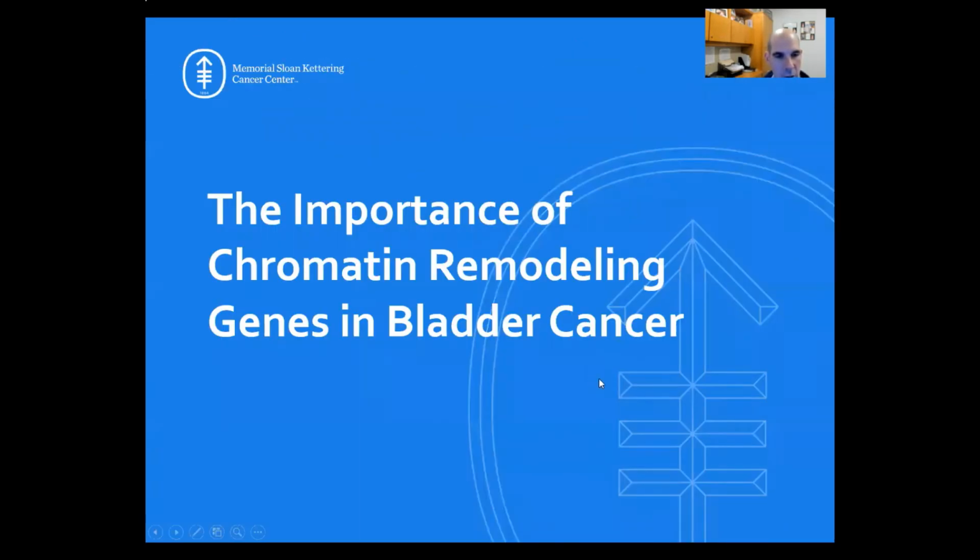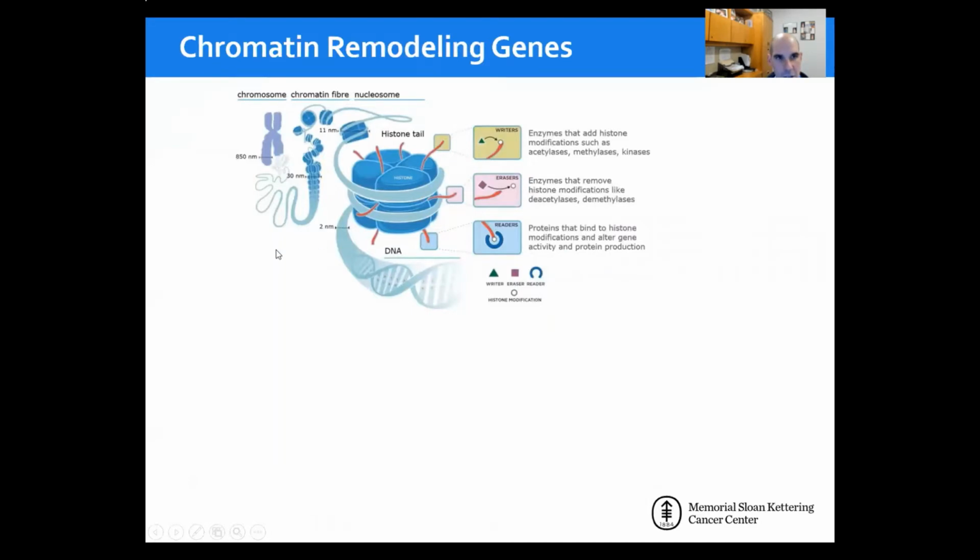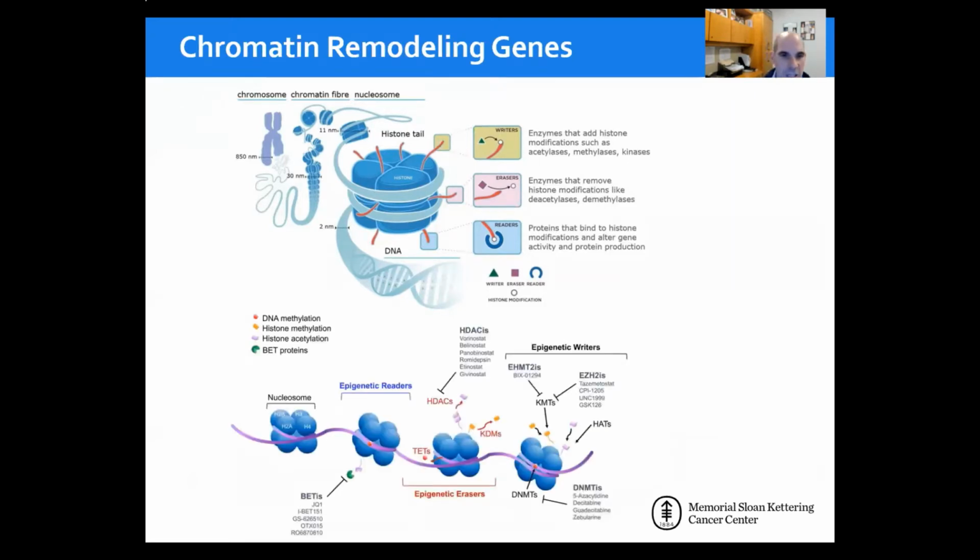Okay, so onto our first story: the importance of chromatin remodeling genes in bladder cancer. The chromatin remodeling genes are basically responsible for either expressing or repressing genes by modifying histones and modifying the chromatin packaging. There are what are called writers as well as erasers and so-called readers, which could either increase transcription or suppress transcription in a very tightly regulated way.